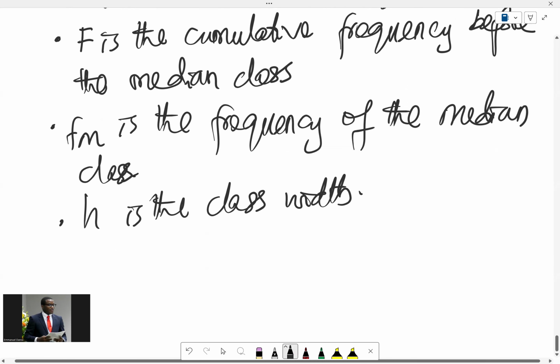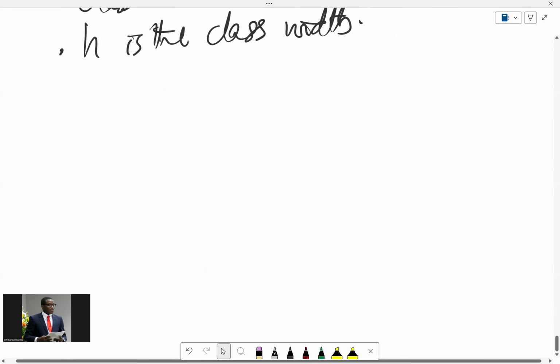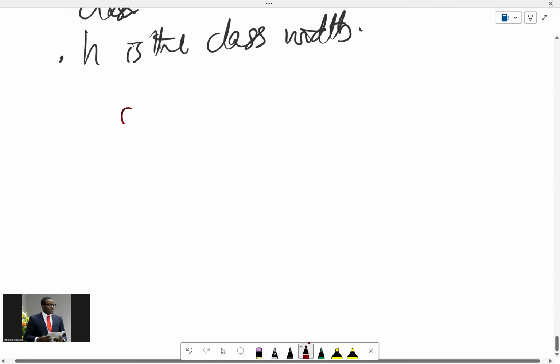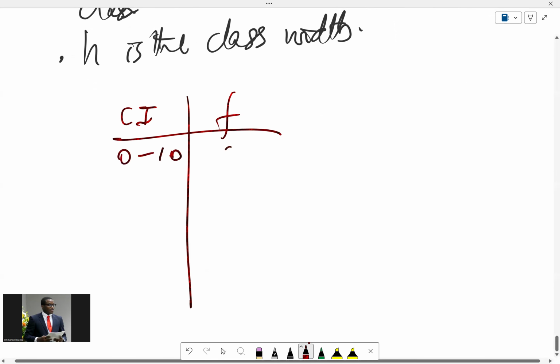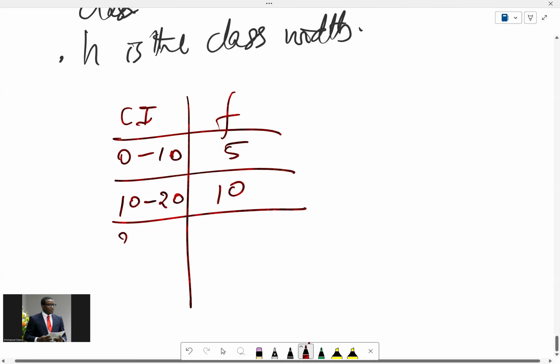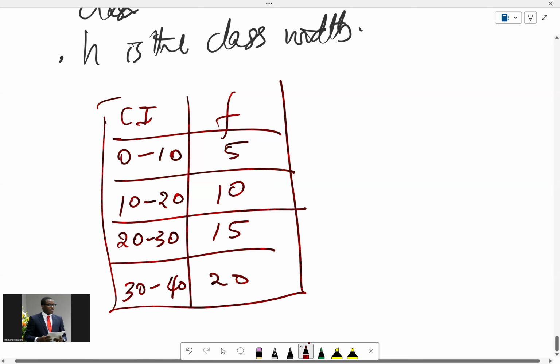So you see, we've been talking about the median class. It means the first thing you have to do is to identify the median class. And then H is the class width, which will always be consistent. Okay. So let's use the data we've had before, where we had CI and frequency as follows: 0 to 10, 5; 10 to 20, 10; 20 to 30, 15; and 30 to 40, 20.